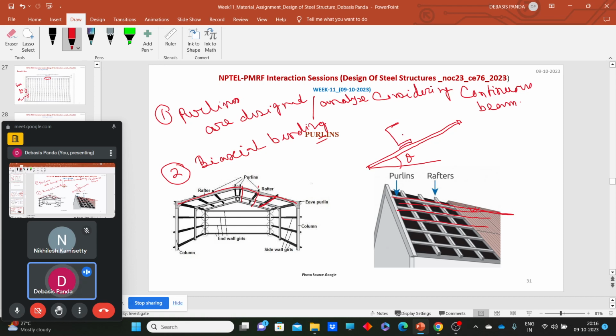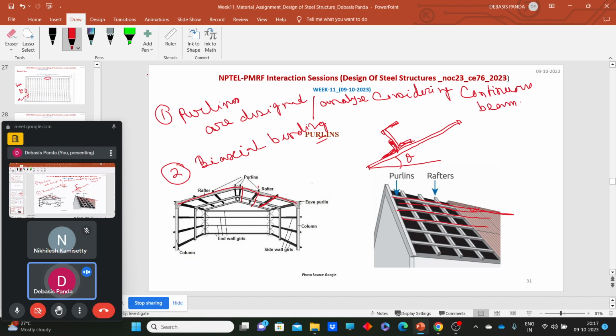So like this, if one channel section is there. Why am I considering the channel section? Because in your course the channel section is considered. So in line with that, the channel sections are provided like this in the reverse direction. This is preferable, and this is connected with some cleat angles. The design of cleat angles we have already covered earlier. So this is the cleat angle.